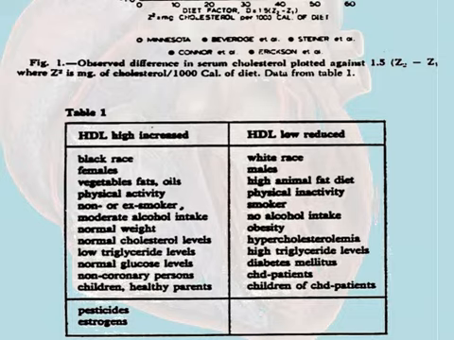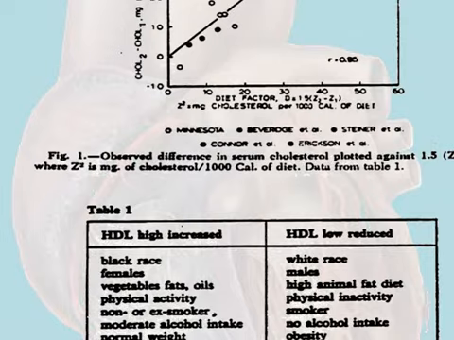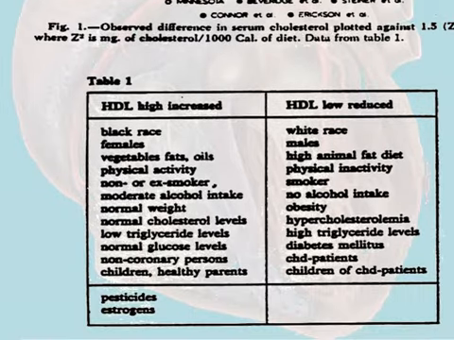People of normal weight have higher HDL levels versus obesity. Normal cholesterol levels: if you have a normal cholesterol level that is less than 200, you tend to have more HDL than people that have high cholesterol levels. People that have low triglyceride levels have higher HDL levels. Normal glucose levels versus people that have diabetes. Non-coronary persons, people that have not had coronary artery disease, tend to have more HDL than people that have had heart disease. And then children of healthy parents versus children of coronary heart disease parents.